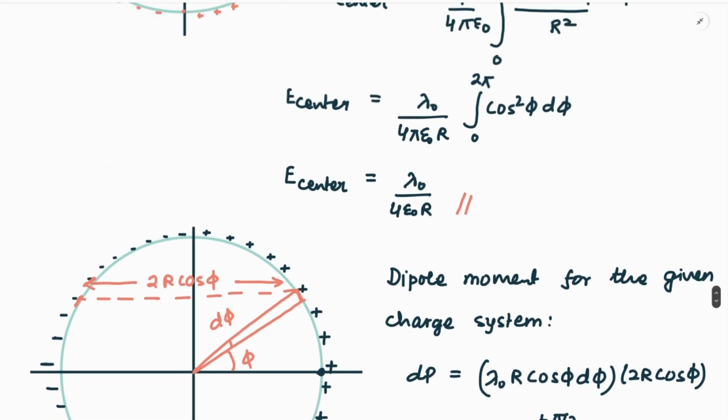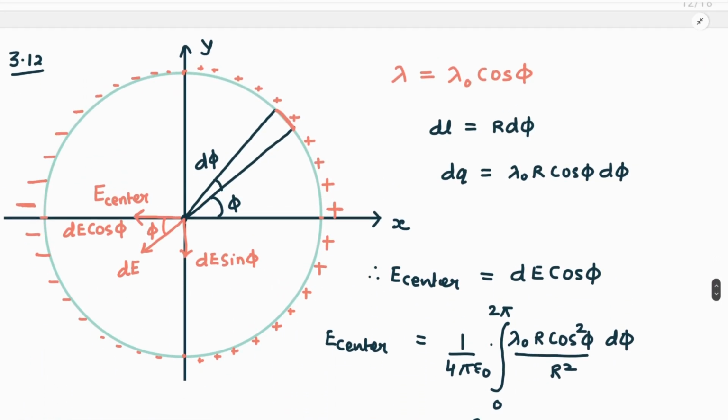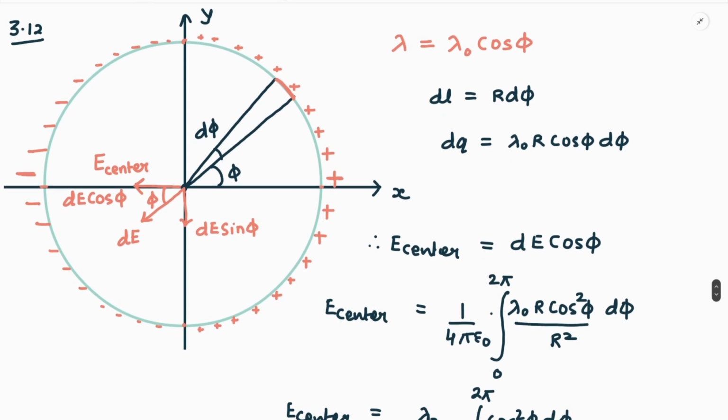So the most important part for this problem is to understand the orientation of charge. Once we are comfortable with the orientation of charge, then the entire problem can be solved in a different aspect altogether. So this is how we deal with problem 3.12. It is an understanding and a nice problem, one of the few fantastic problems that we have.